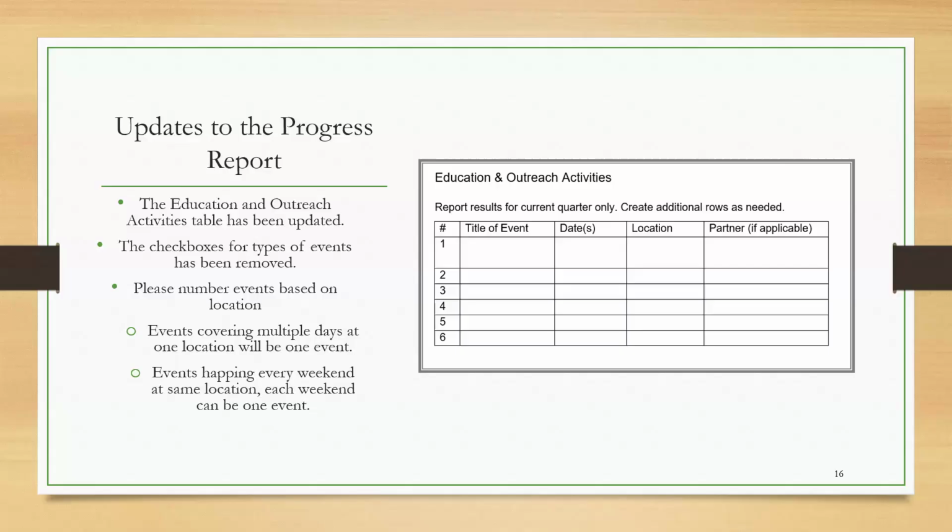However, if you go to a farmer's market every Saturday for 8 weeks, that could be 8 separate events because you're setting up and tearing down every weekend. I also had a question about the tire drop off and the e-waste events. If you're also providing education and outreach to those events, you can list them here as well. And unless there's any questions, I'll be passing it along to Blessing to go over grant administration.